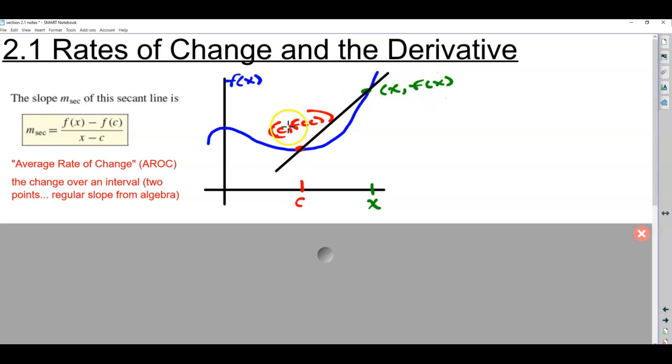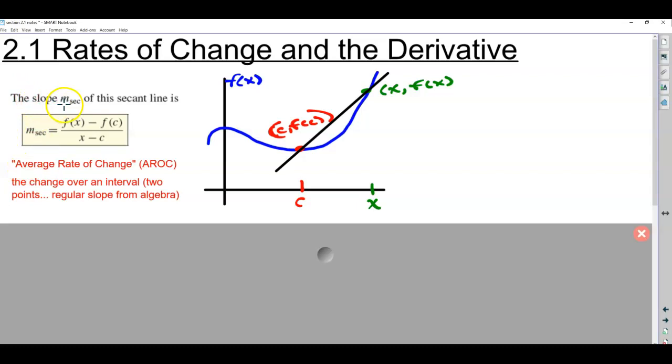Well, I could do the slope equation. I could take my change in y's. Let's do y2 minus y1. So here's slope: f of x minus f of c, that's my change in y's, over the change in x's, x minus c. You can kind of see that here. I could label x1, y1, x2, y2 the same way we did before.